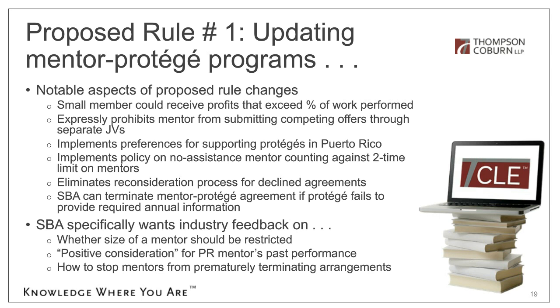of these mentor-protege relationships. And some of the changes are that the small member, so the protege here, could receive profits that exceed the percent of work performed. The way the rule was written before this, SBA was hearing that some folks felt that the small had to only receive the amount that corresponded with the percent of work they performed, even if the parties wanted to award more money to the small. And SBA said, wait, we want to make sure smalls get as much as the parties feel is appropriate, even if that exceeds the percent, so we're going to make that possible.